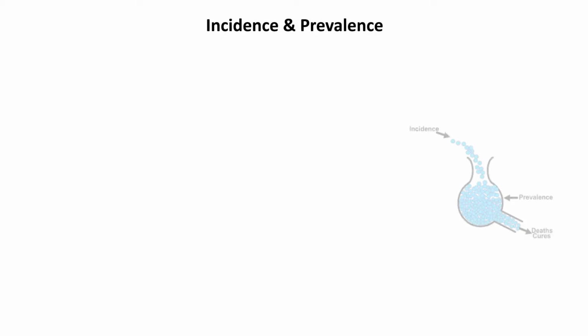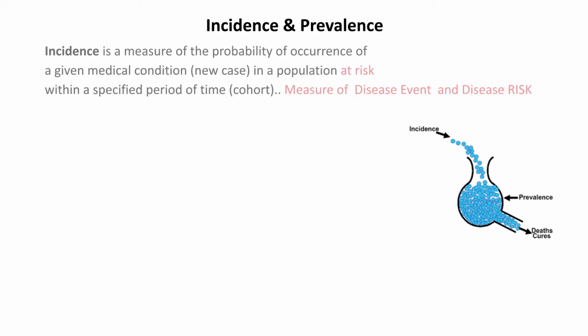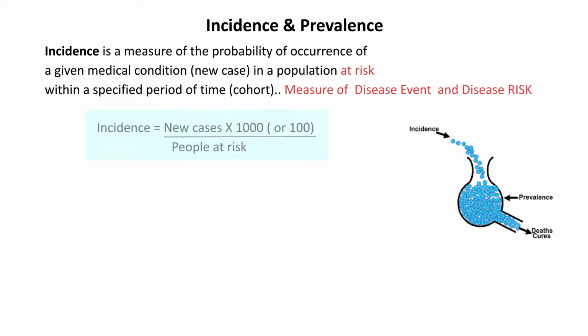The incidence and prevalence. Incidence should not be confused with prevalence. Incidence is the measure of the probability of occurrence of a given medical condition, or new cases, in a population at risk within a specific period of time. It measures the disease event and the disease risk.